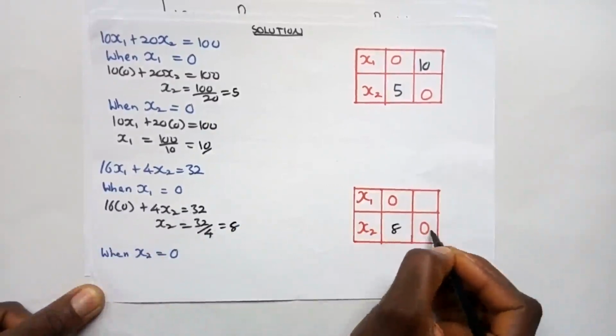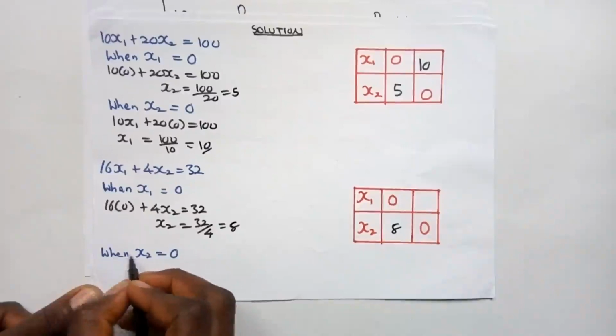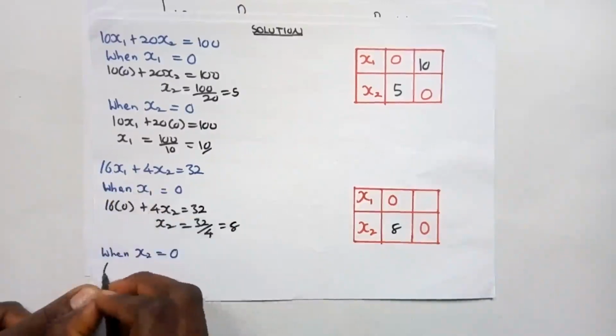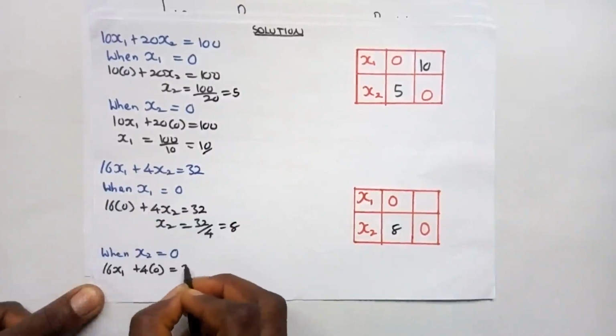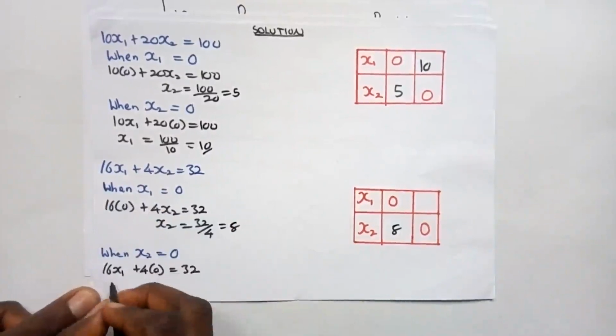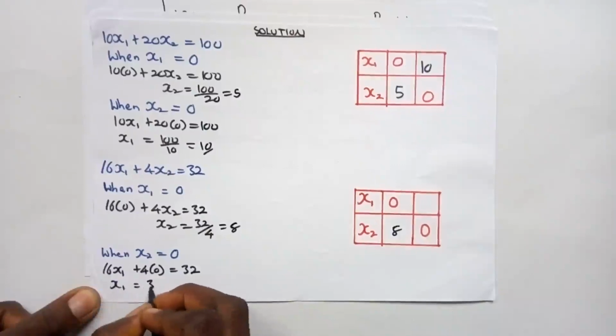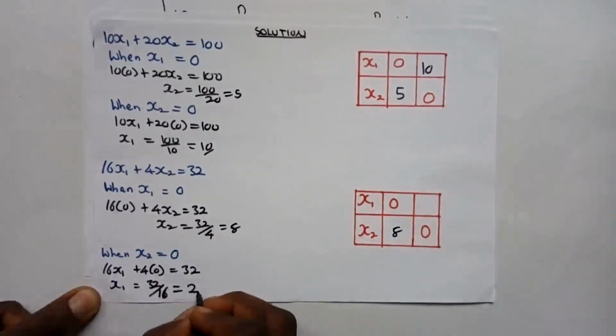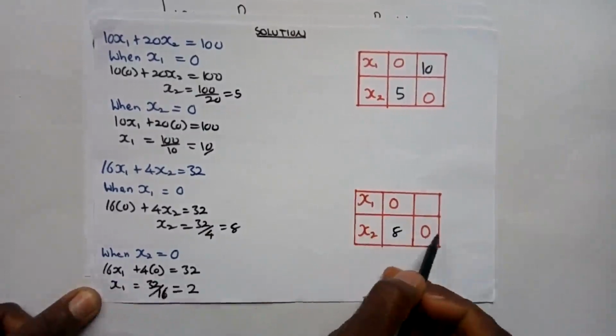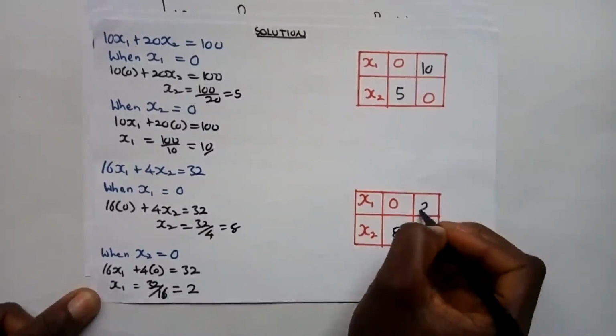And when S2 is equal to 0, you want to find S1. 16S1 plus 4 multiplied by 0 is equal to 32. S1 is equal to 32 divided by 16. So 32 divided by 16 gives us what? 2. So when S2 is equal to 0, S1 is equal to 2.